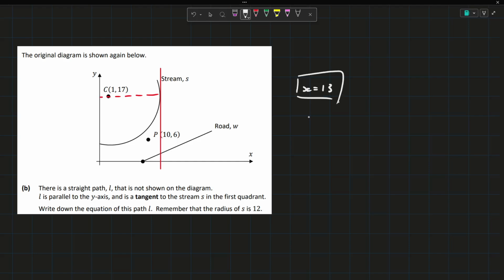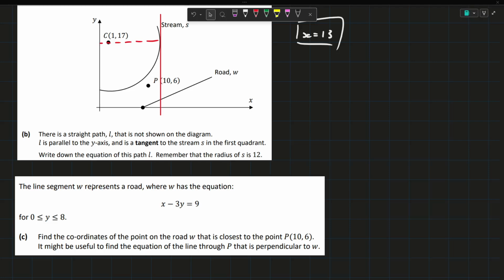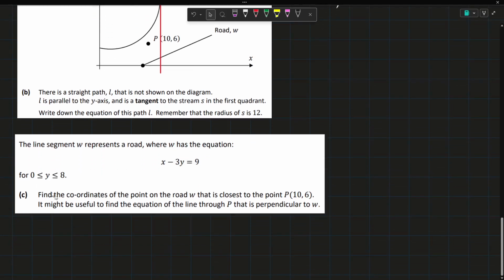So it seems a little simple, but the idea is that no matter what we choose for y, the x value will be 13. So for example, when y is 0, x is 13. When y is 1, x is 13. When y is up here, x is still 13. So it's a vertical line. The equation is x equals 13.